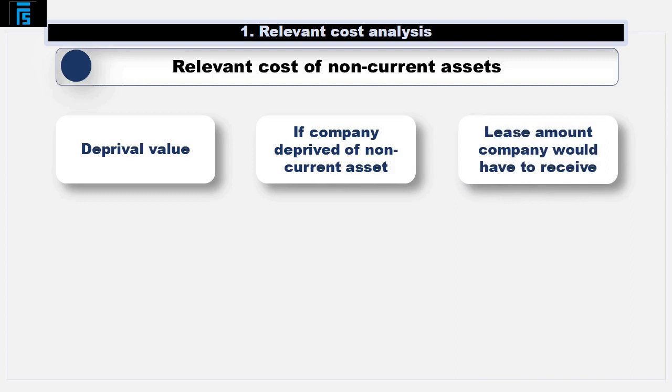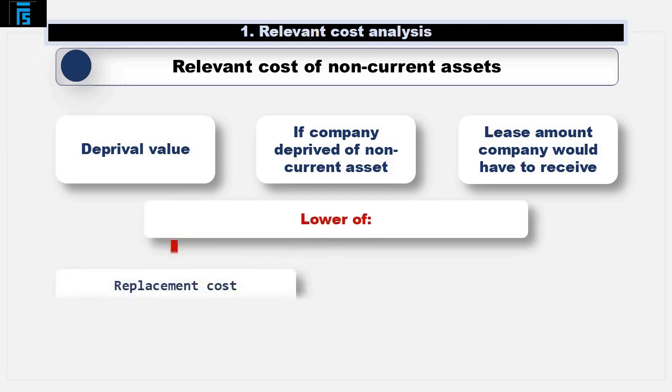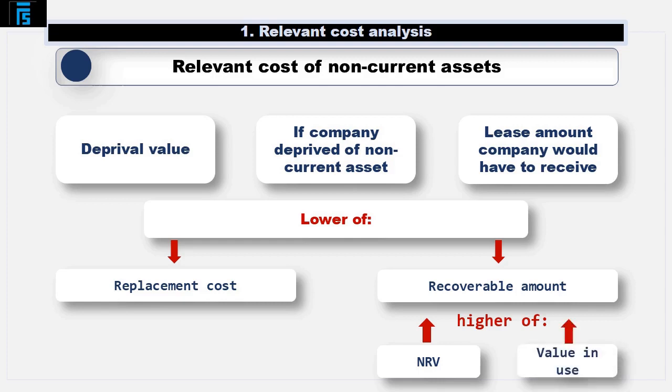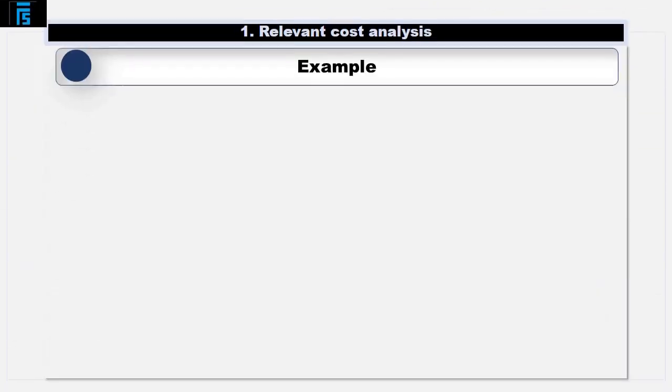There's a formula we can follow which will determine a non-current asset's deprival value. This is calculated as the lower of the asset's replacement cost and its recoverable amount. The recoverable amount is the higher of the asset's net realisable value, being the fair value less cost to sell, and its value in use, being the present value of its future cash flows. Let's take a look at an example.